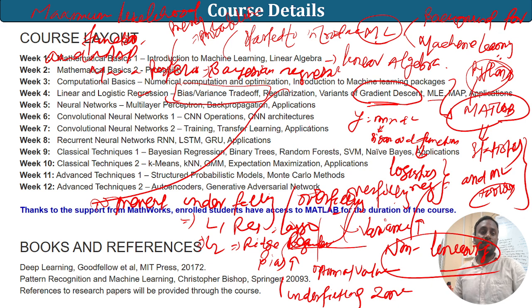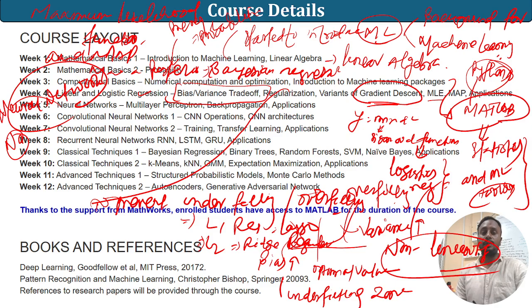Then in week five we started with the basics of neural networks, the ANN. If there is a single hidden layer, that comes under ANN. If the number of hidden layers is more than one, it goes into deep learning, where the multi-layer perceptron comes in. It tries to mimic the human neuron.